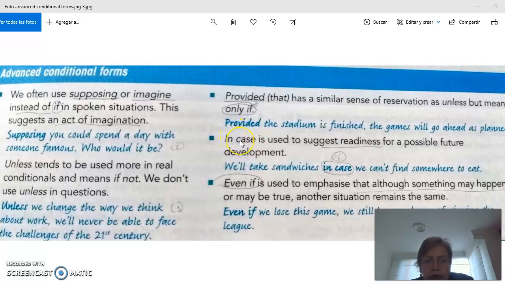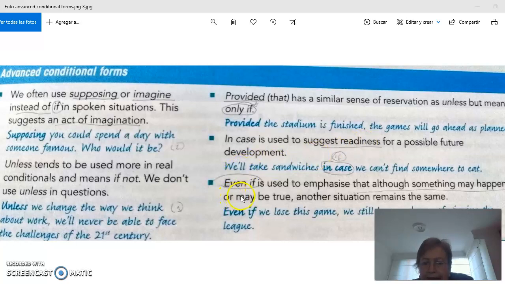In case is another advanced conditional form. When do we use it? We use it to suggest readiness for a possible future development. Notice, readiness, it means that we are prepared for something. And let's read the example. We will take sandwiches in case we can't find somewhere to eat. Notice, instead of saying if, we use in case. Why? Because we are suggesting readiness for a possible development.